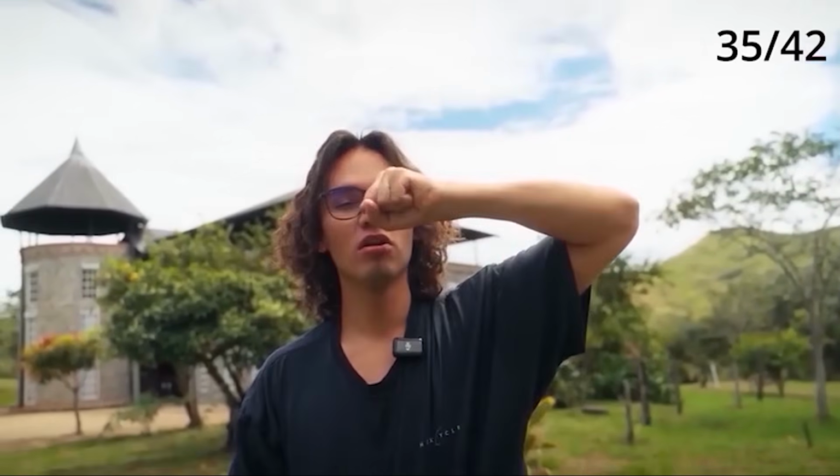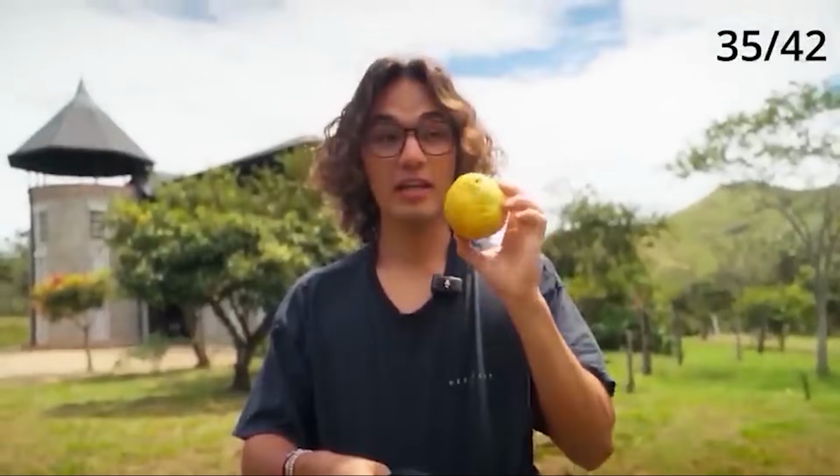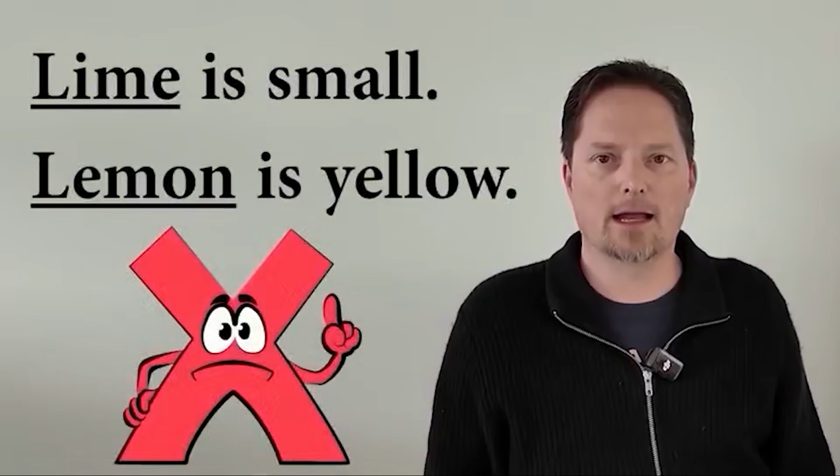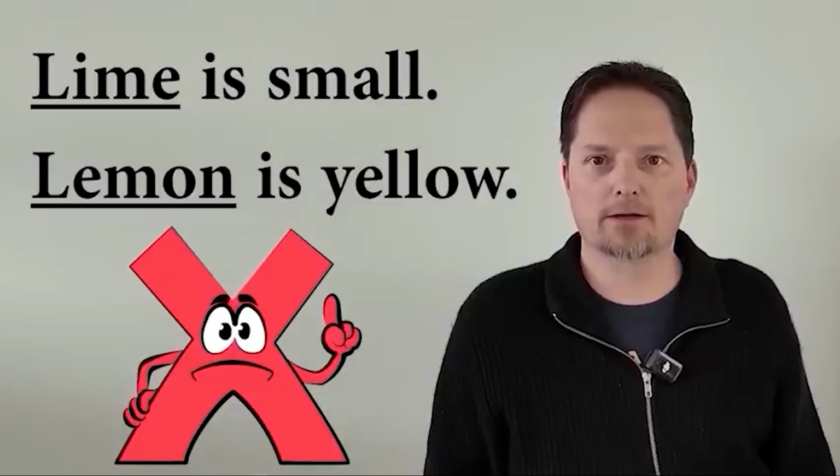This is also not correct. Difference between a lemon and a lime. Lime is small and green. Lemon is like this. It's bigger and yellow. I cannot say lime is small and green. Lemon is like this, it's bigger and yellow.